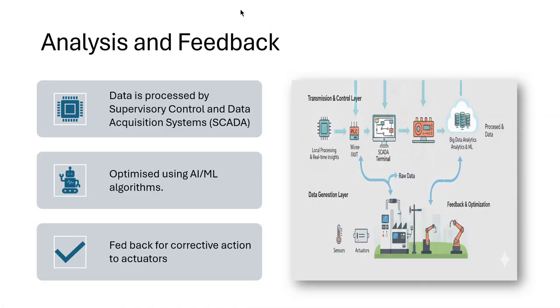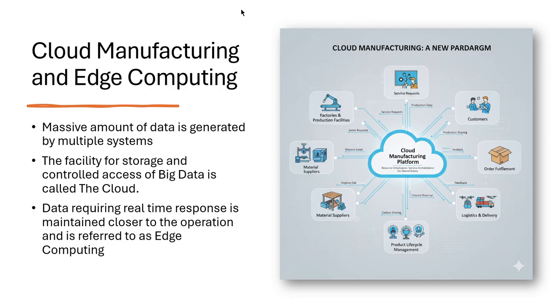Data is processed by the controllers and the system is optimized using artificial intelligence and machine learning algorithms. The feedback given to actuators provides the necessary corrective action. The process generates massive amounts of data, rightly referred to as big data. The facility that is used to store this data and offer controlled access is known as the cloud. Data requiring real time response is maintained closer to the operation and is referred to as edge computing.